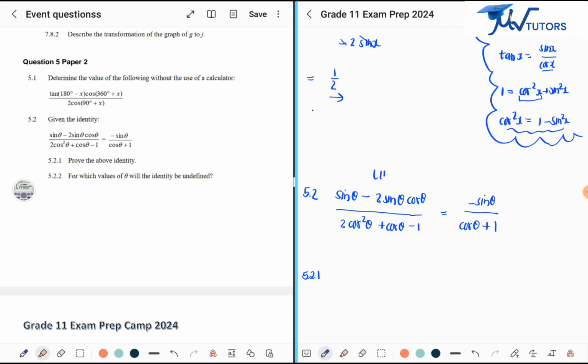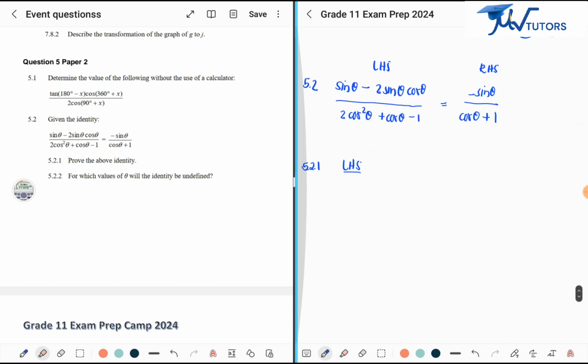Now you must choose for yourself. Which one would be easy? To show that the left-hand side is equal to the right-hand side, or to show that the right-hand side is equal to the left-hand side? Okay, if I look at the right-hand side, and I need to work my way to the left-hand side, I don't know where I'm going to start. So I definitely want to look at the left-hand side and see what can happen there. So let's do the left-hand side.